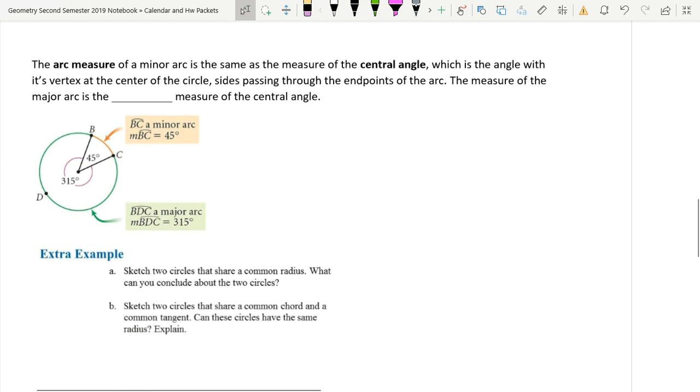The arc measure of a minor arc is the same as the measure of the central angle, which is the angle with its vertex at the center of the circle, sides passing through the endpoints of the arc. The measure of the major arc is the reflex measure of the central angle. So going back to Noah's Ark here.